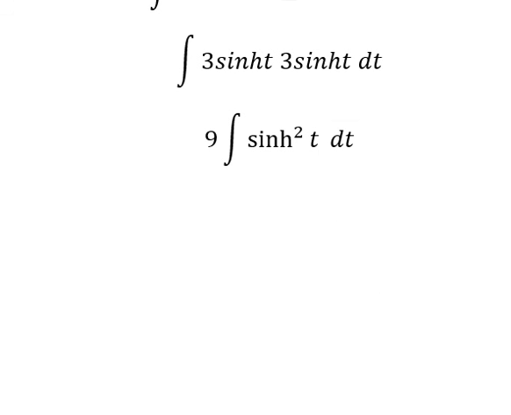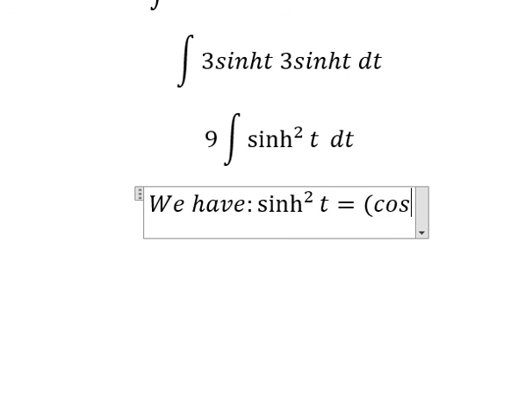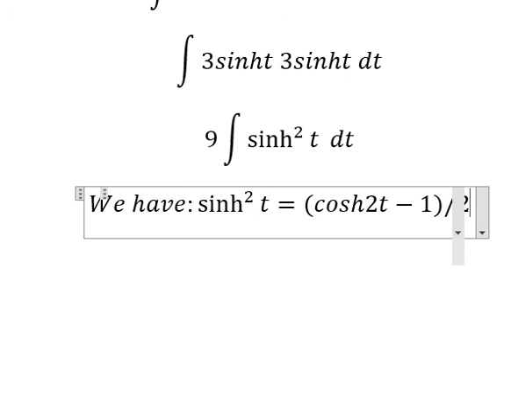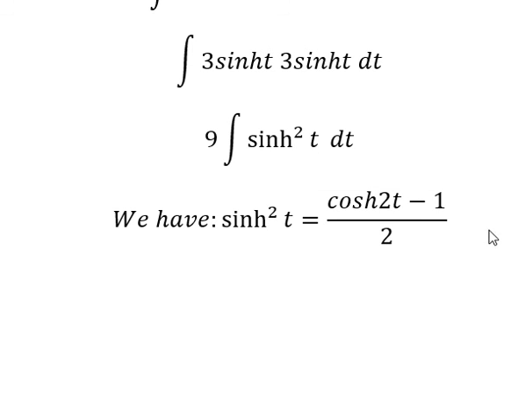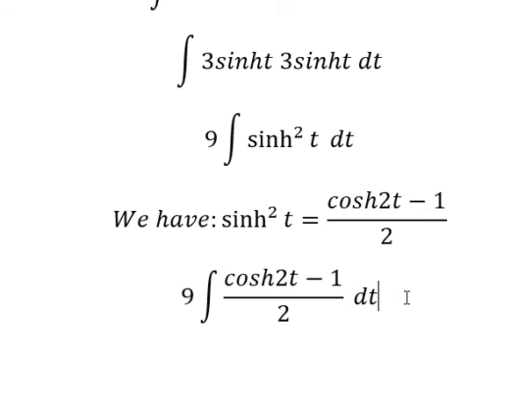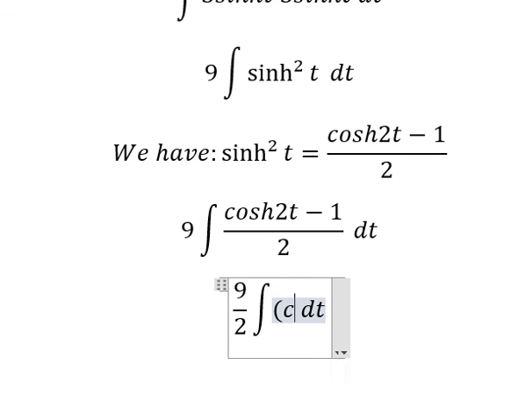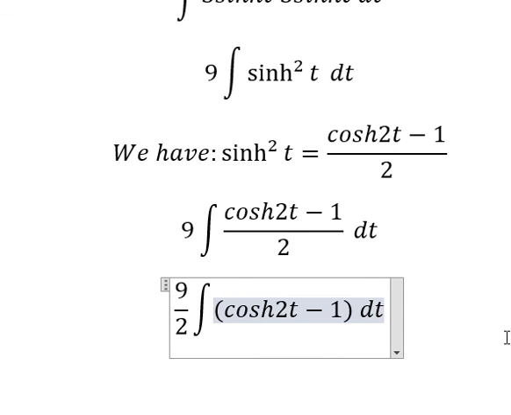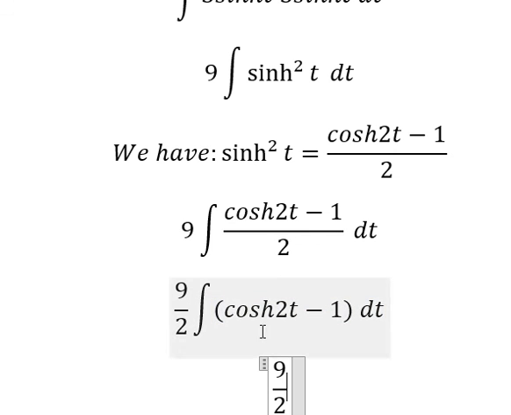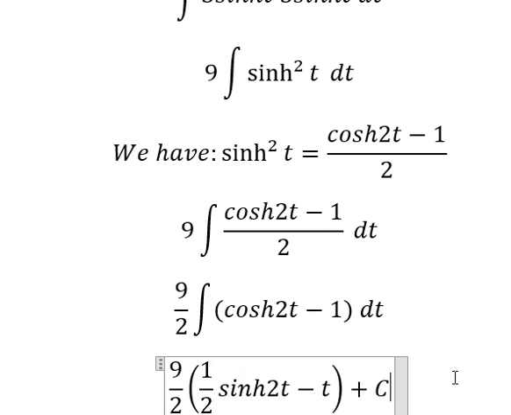So we have the formula in here. Sin t square equals to cos 2t minus 1 over 2. So we put this one gone here. Number 2 I will put outside. The integration of cos 2t, we have 1 over 2 sin 2t. Number 1, that is about t, and I will put about c.